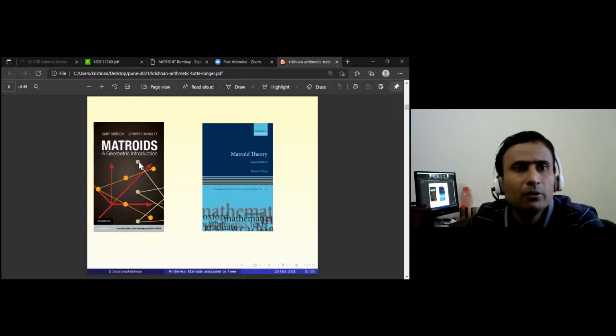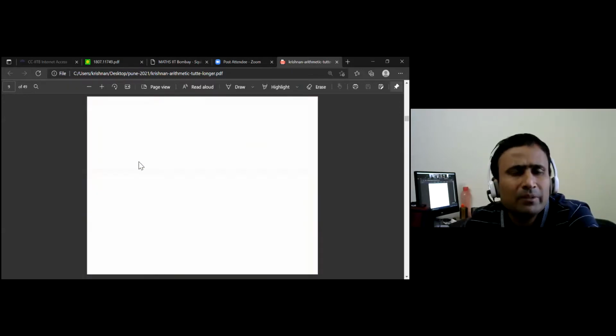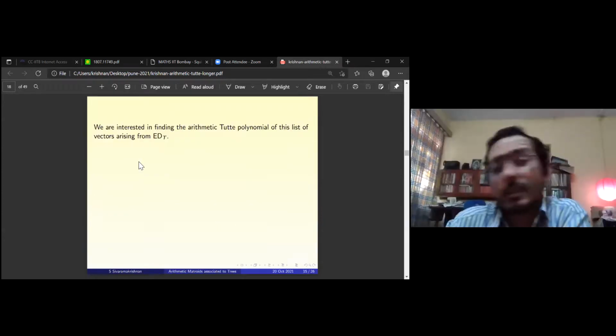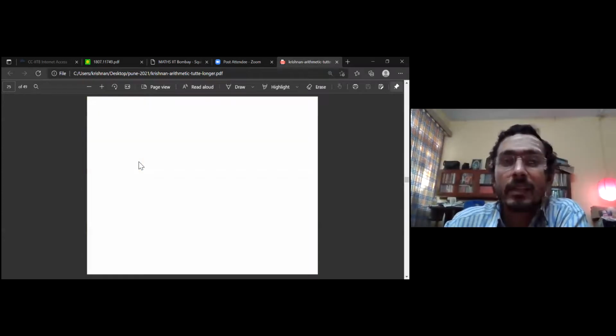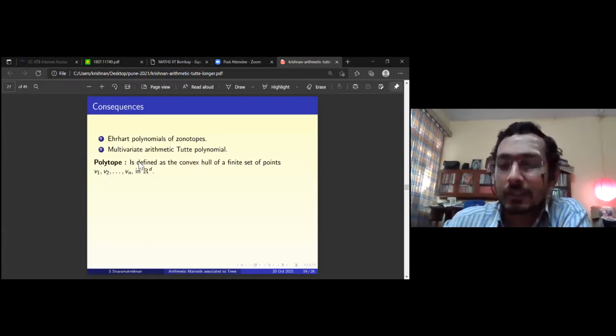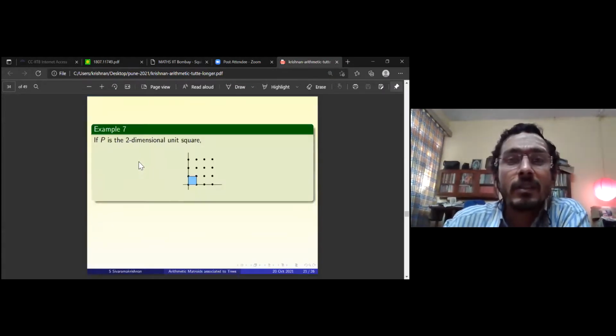So these Ehrhart polynomials, I think they appear as Hilbert polynomials, right? Yeah, of course. Correct. They appear as Hilbert polynomials for some appropriate rings.